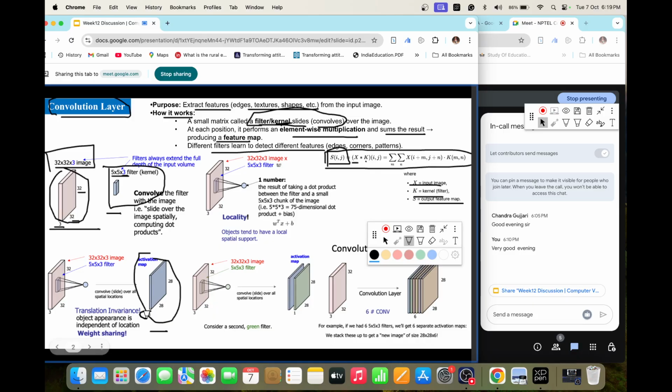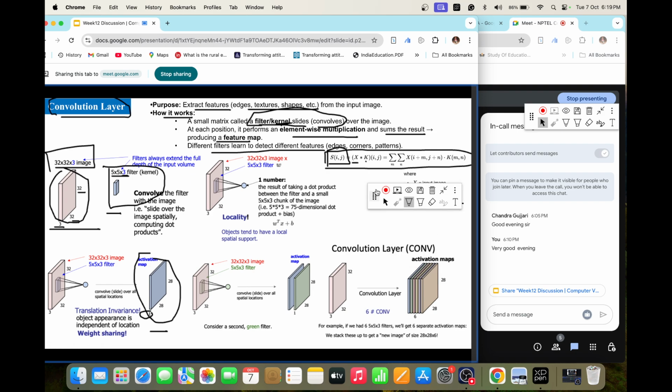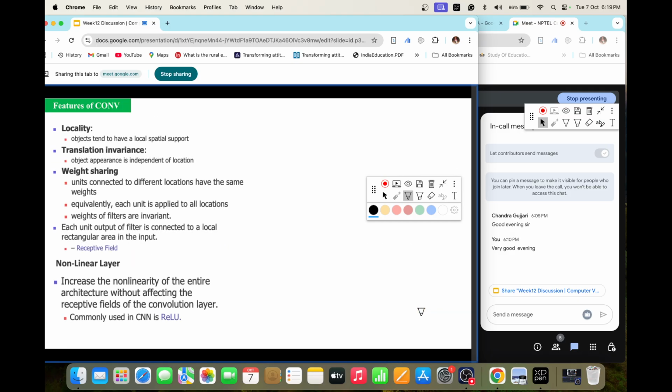Why 1? The output depth is nothing but the number of filters that we are stacking. As we are using only one filter here, that is why 1. For example, here we have used 6 filters, so the total depth is 6. So that is the whole thing about this convolution layer. Now, what are the features of the convolution layer? We have locality, that is, objects tend to have a local spatial support.